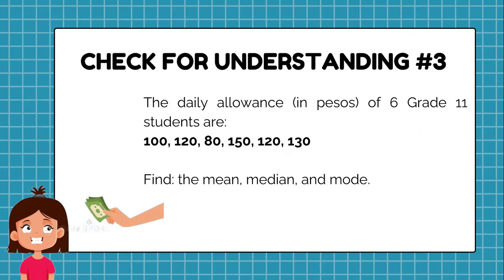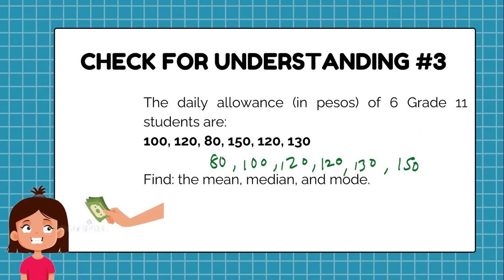That's how you get the mean. So did you get 116 and 67 centavos? Okay, 116 pesos and 67 centavos. Using your calculators, you would get that mean. And to get the median, let's arrange 80, 100, 120, 120, 130, and 150. So again, the middle value.